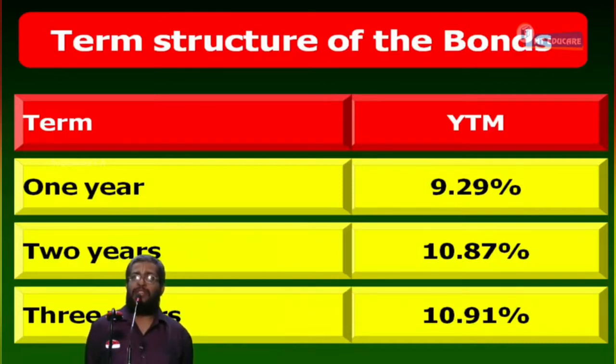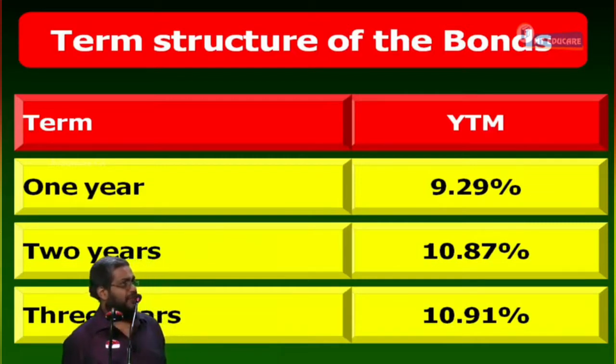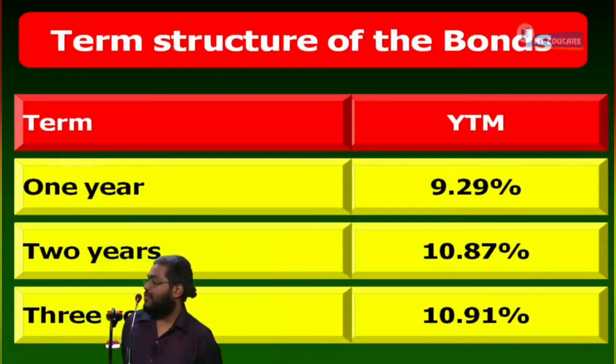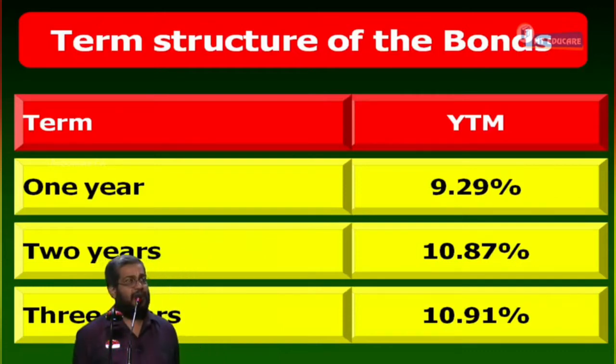The three bonds have different yields because they have different maturities.